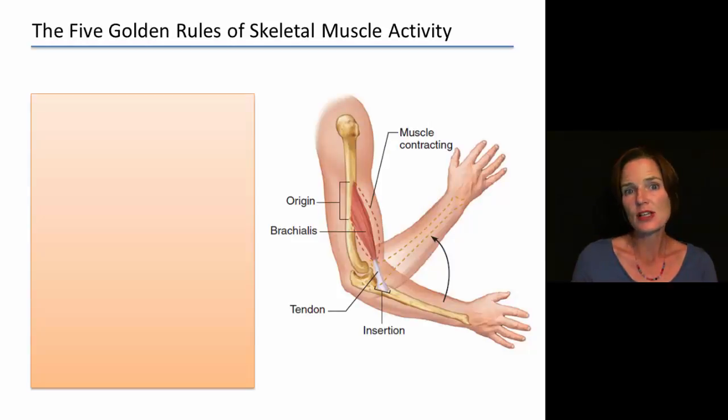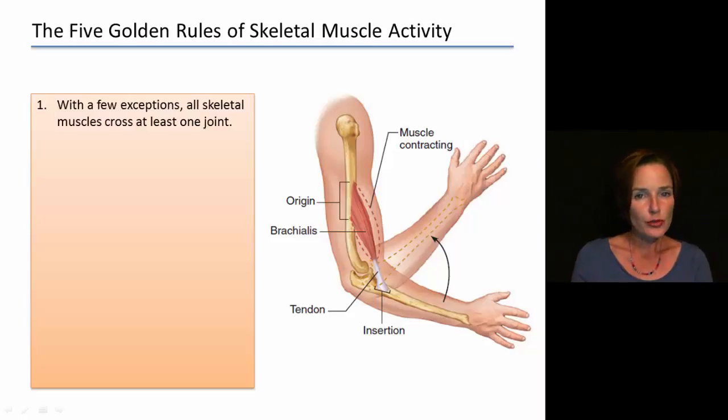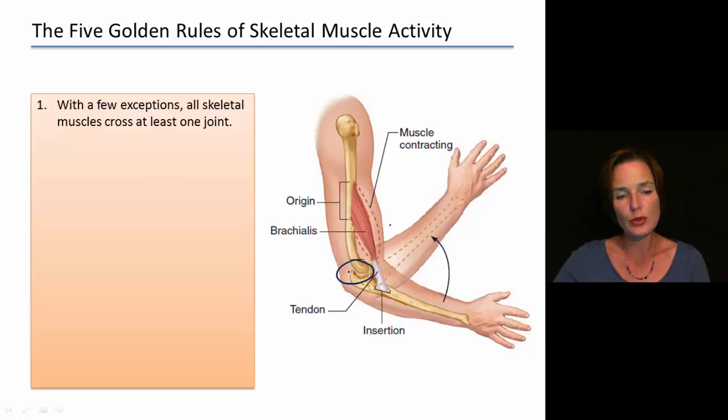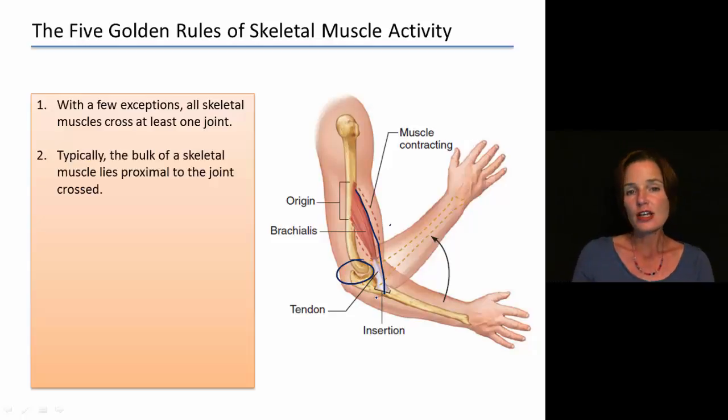With the skeletal muscle activity, we do distinguish 5 golden rules that we like to talk about. The first of those 5 golden rules is that, with few exceptions, the skeletal muscles are going to cross at least one body joint. So we can see that right here. We have this joint right here. So I'm just going to circle the joint here, and you can see that this muscle does extend across that particular joint.